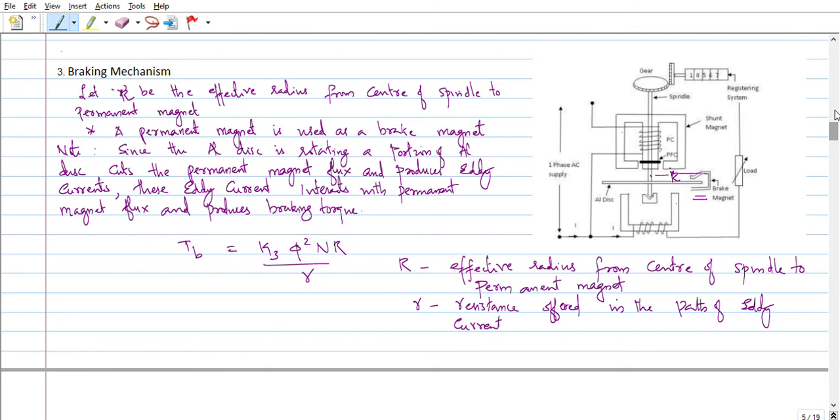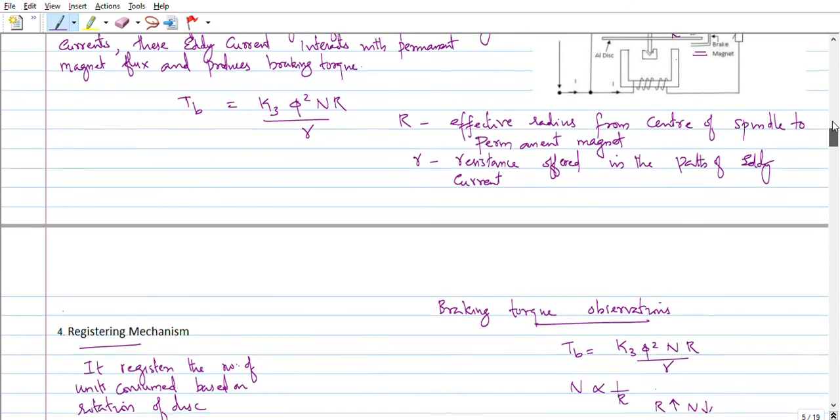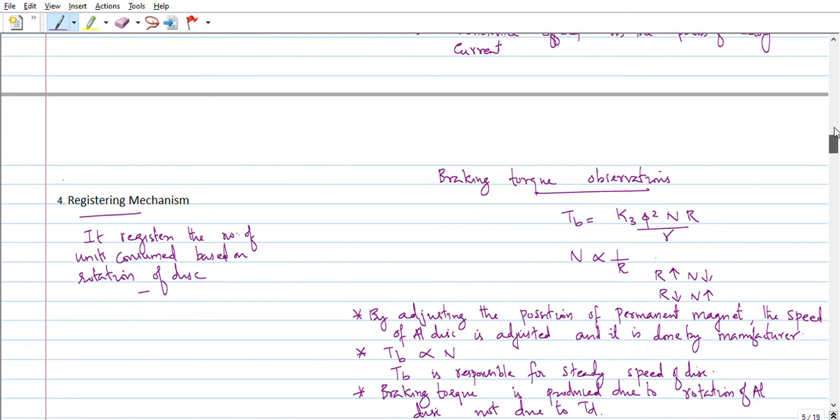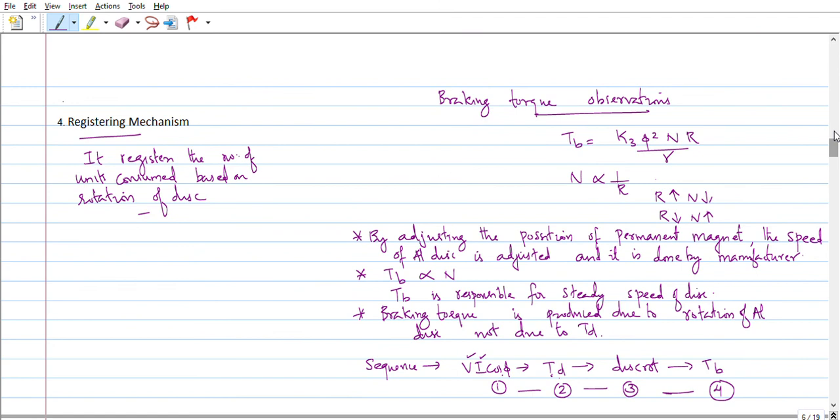and the braking torque TB is equal to K3 into φ² N R divided by small r, where R is the effective radius from the center of the spindle to the permanent magnet. That means as R increases the speed reduces. Therefore, what is the conclusion? By adjusting the position of the permanent magnet, the speed of the aluminum disc can be adjusted.